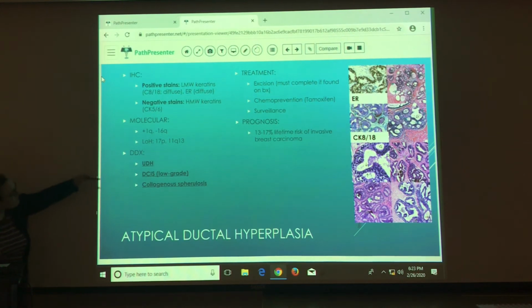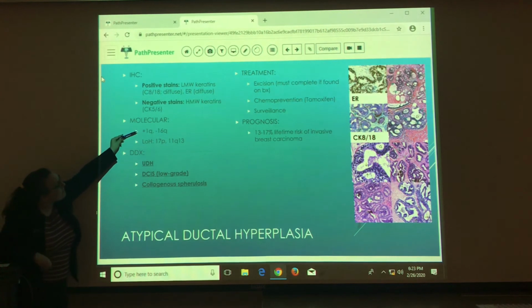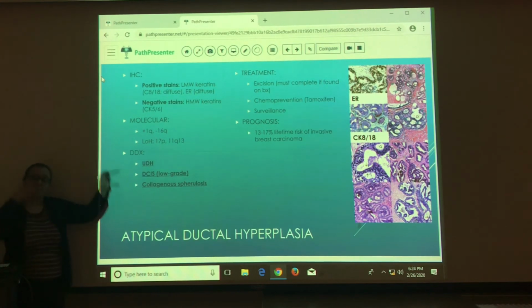One other thing to point out is the molecular. So the pairing of gain of 1Q and a loss of 16Q, this is your low risk lesions. So if you have a lesion that has that, then start thinking low risk. If you were like, this looks like UDH, well, UDH probably shouldn't have that, so let's go back and think what else it could be, okay?